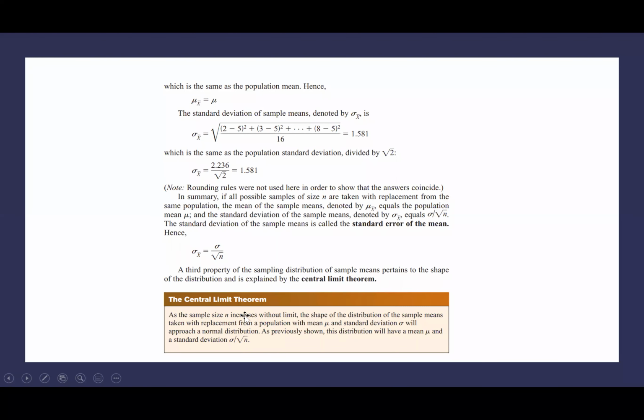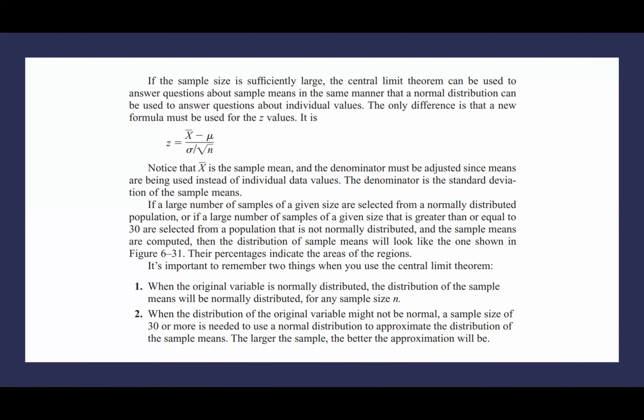Central limit theorem: as the sample size n increases without limit, the shape of the distribution of the sample means taken with replacement from a population with mean mu and standard deviation sigma will approach a normal distribution. As previously shown, this distribution will have a mean mu and a standard deviation of sigma over the square root of n. If the sample size is sufficiently large, the central limit theorem can be used to answer questions about sample means in the same manner that a normal distribution can be used to answer questions about individual values. The only difference is that a new formula must be used for z values: z equals the sample mean minus the population mean, divided by sigma over the square root of n, where x bar is the sample mean. The denominator must be adjusted since means are being used instead of individual data values. The denominator is the standard deviation of the sample means.